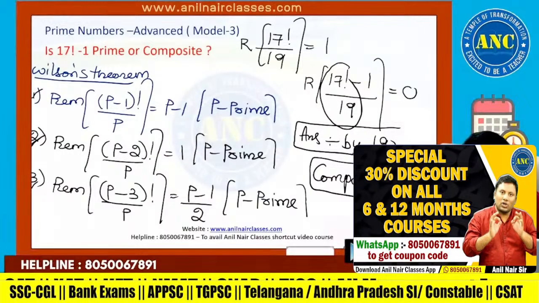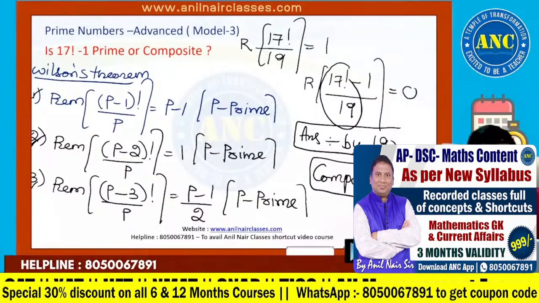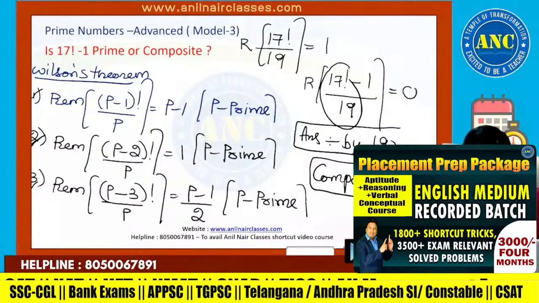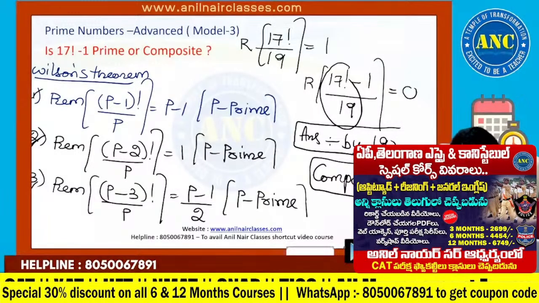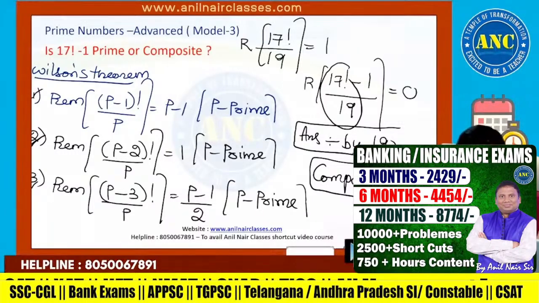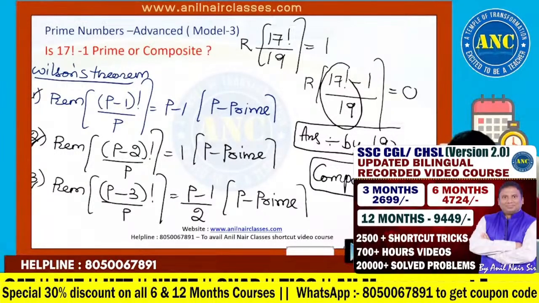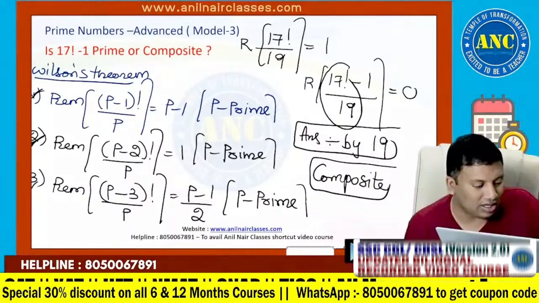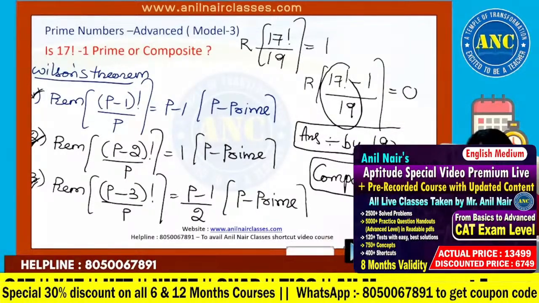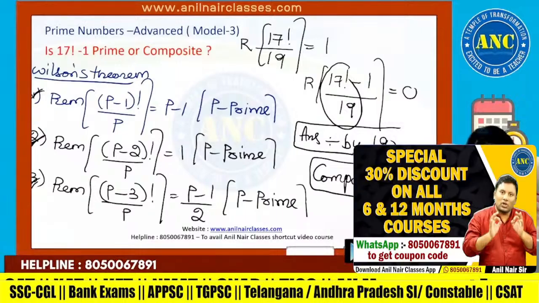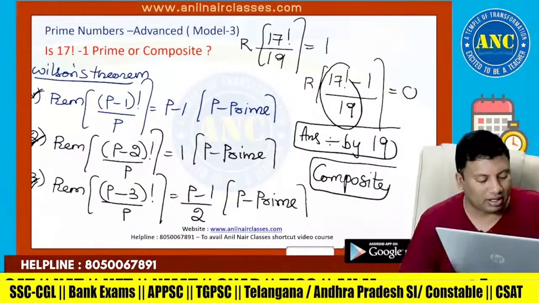This concept I used: (p minus 2) factorial divided by p gives remainder 1. 17 factorial by 19 is 1. 1 minus 1 is 0. The answer is divisible by 19. Please make a note of these three important conclusions: (p minus 1) factorial by p, (p minus 2) factorial by p, and (p minus 3) factorial by p.